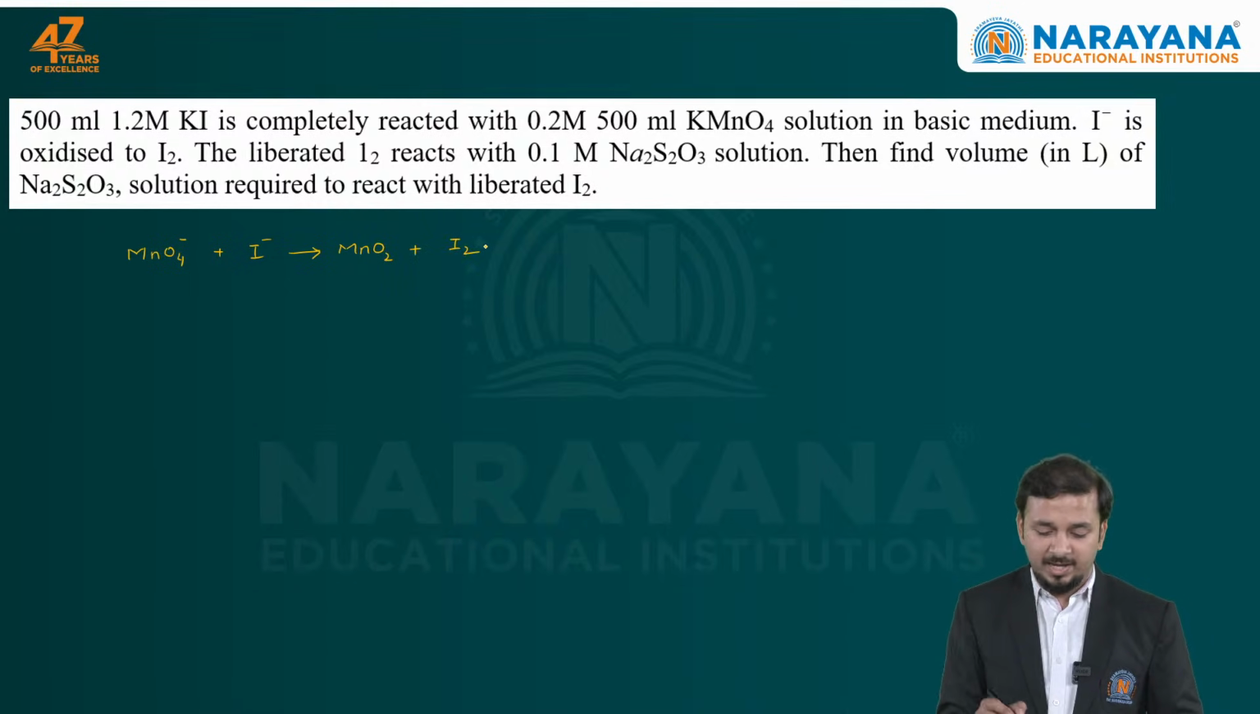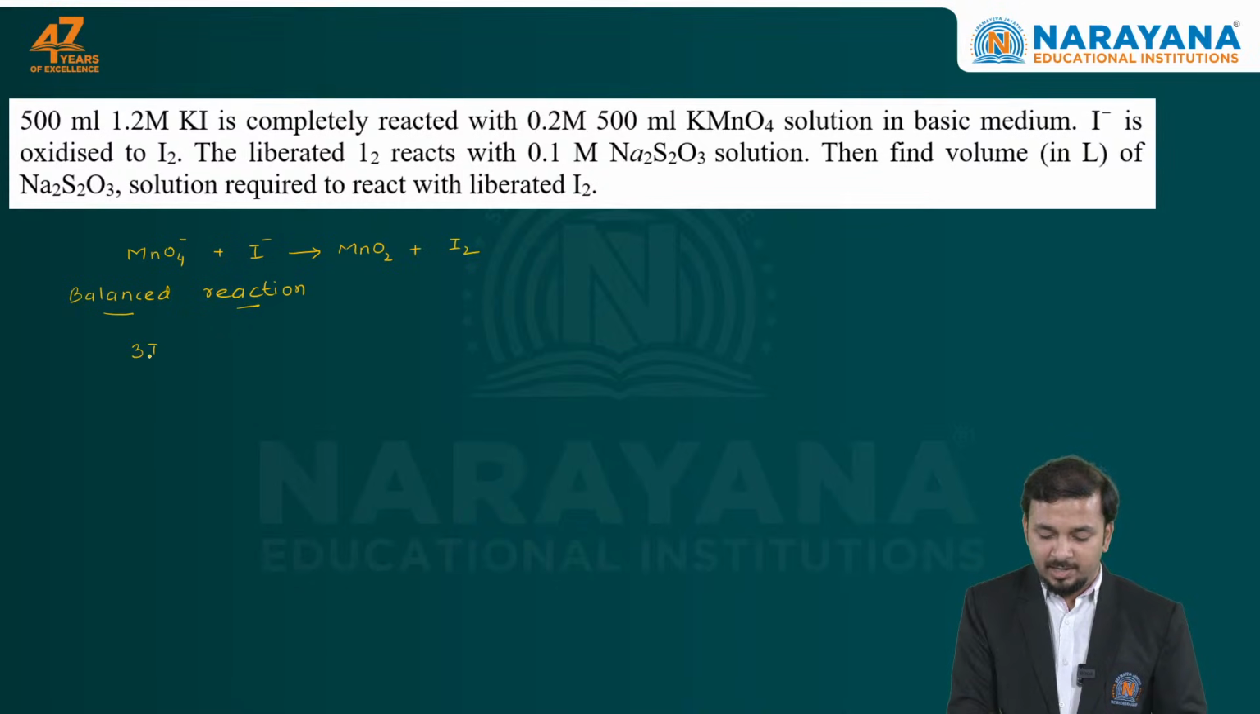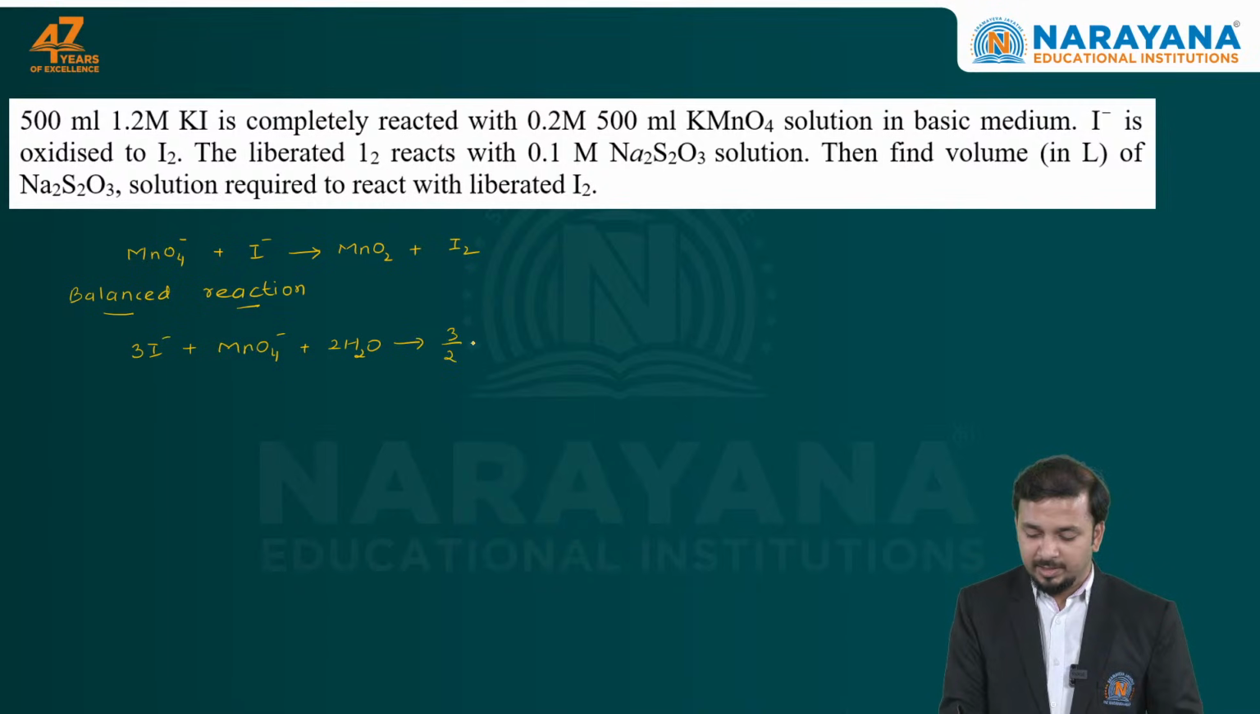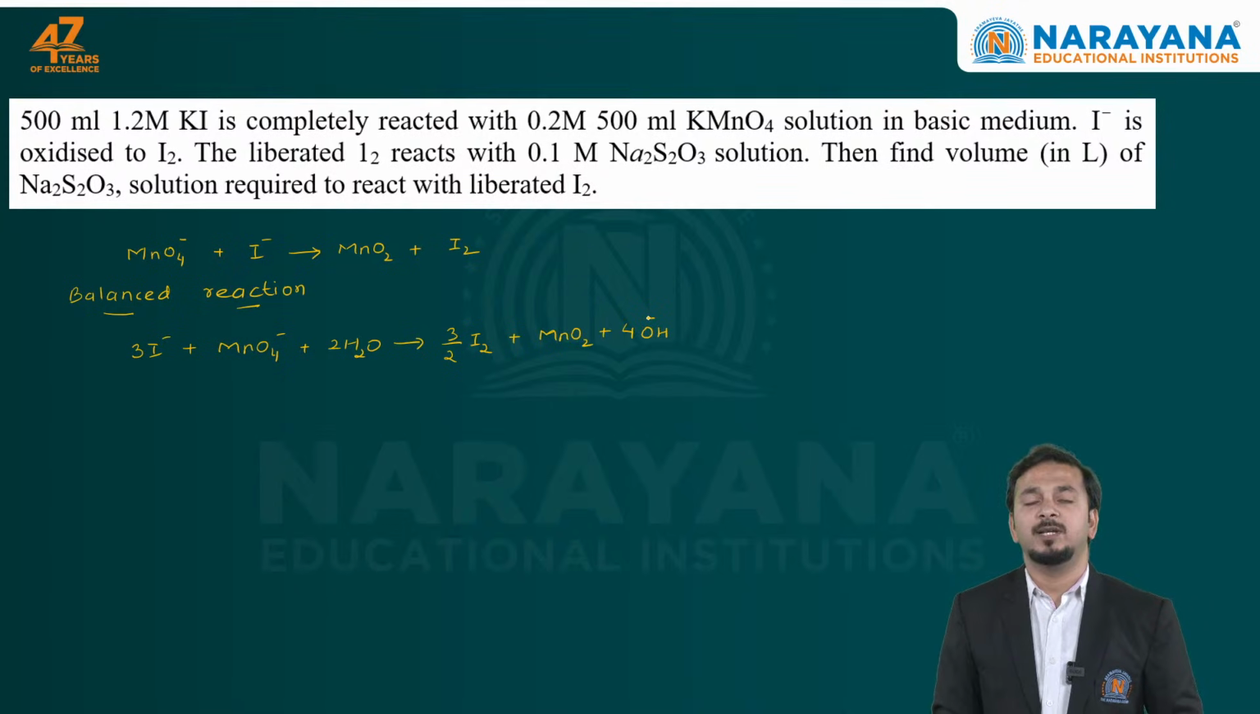Now if I balance this reaction, the balanced reaction will be 3I minus plus MnO4 minus plus 2H2O will give us 3 by 2 I2 plus MnO2 plus 4 OH minus. So first of all, this balancing itself will take time. So this is going to be a tough question for sure.